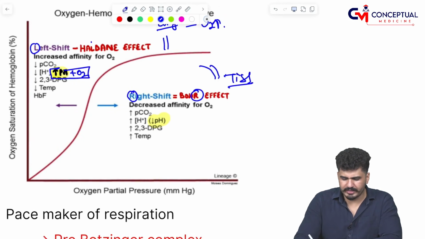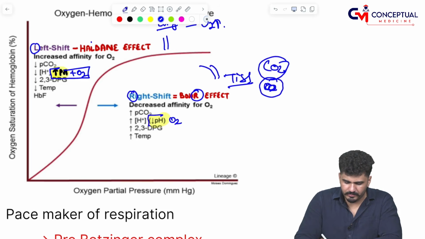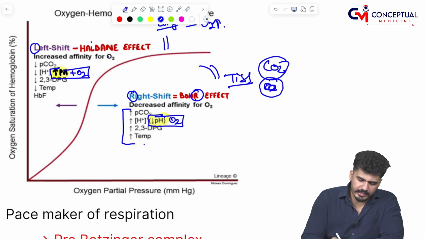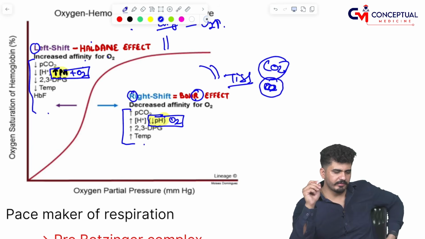From tissue it will carry the oxygen. It will carry the carbon dioxide. So remember, oxygen and pH will be low in case of Bohr's effect, rest everything will be high. And here when it is going to the lungs, pH and oxygen will be high, rest everything will be low. Everything will be low.